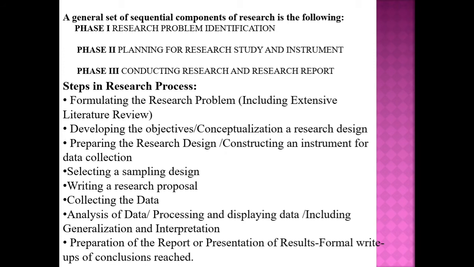And preparation of the report. Finally, we will prepare the report depending on the data. And presentation of results, formal write-up of conclusions reached. So these are the steps in the research process. First of all there should be a literature review, an objective, a research design, and samples have to be collected. According to the samples, we need to write a research proposal, and then we will verify that data and analyze that data, and then we will conclude our research report. These are the steps in the research process.